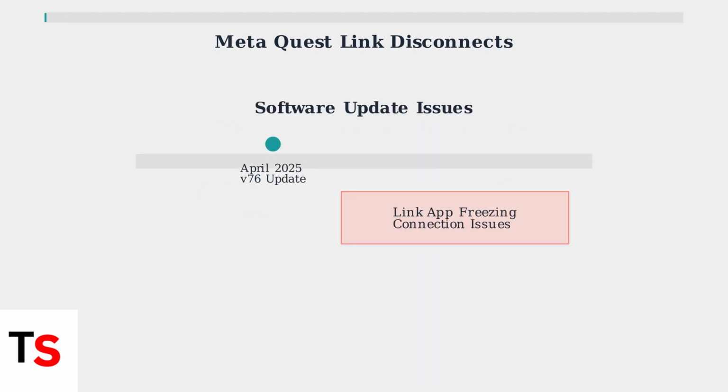The April 2025 version 76 update introduced or worsened disconnection issues for many users. The Meta Quest Link app itself may freeze or require reinstallation after each PC restart.